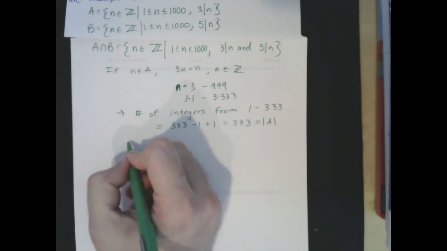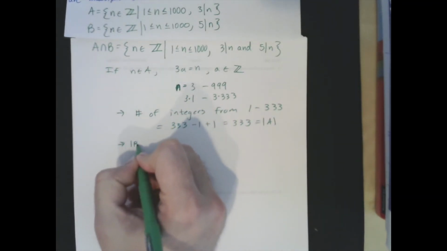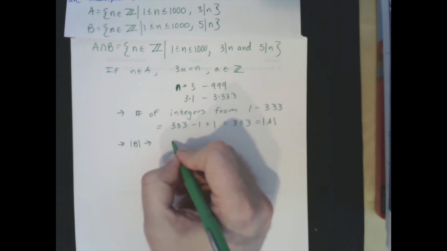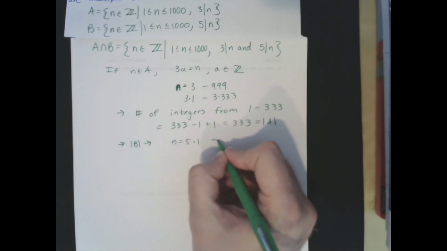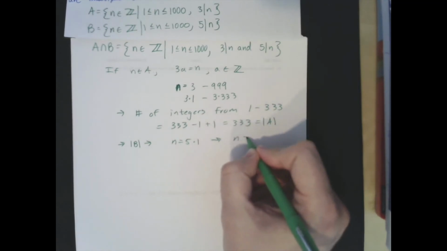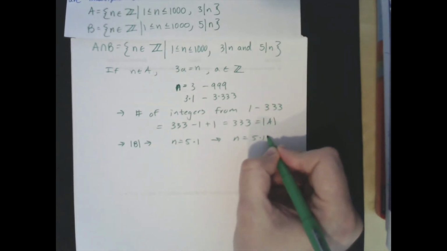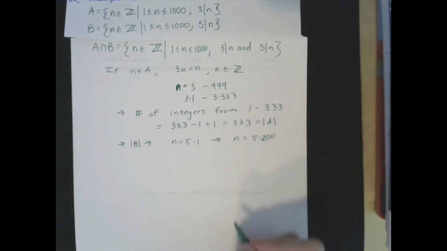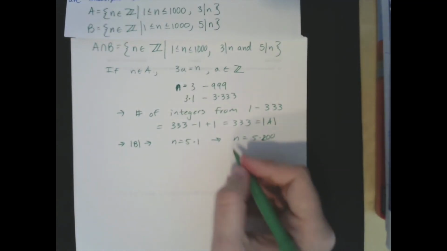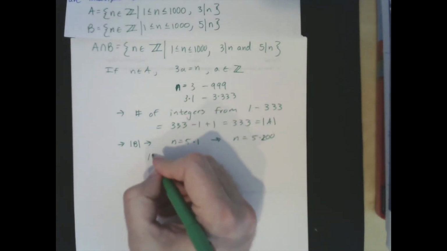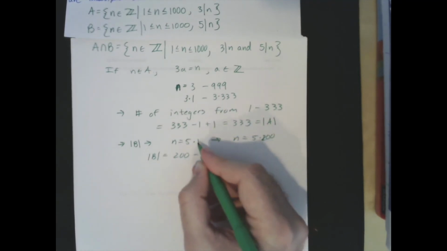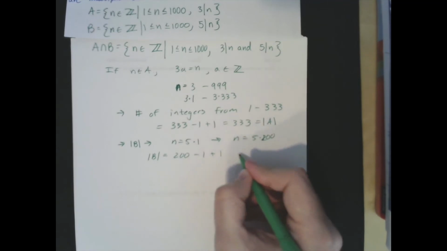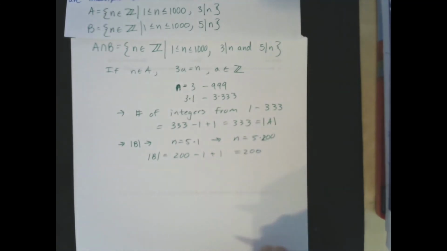And so similarly, for the size of B, we look at n can equal starting at 5, which is times 1, all the way up to n can equal 1,000, which is 5 times 200. And so the size of B is the number of integers from 1 to 200, so 200 minus 1 plus 1, or just 200.